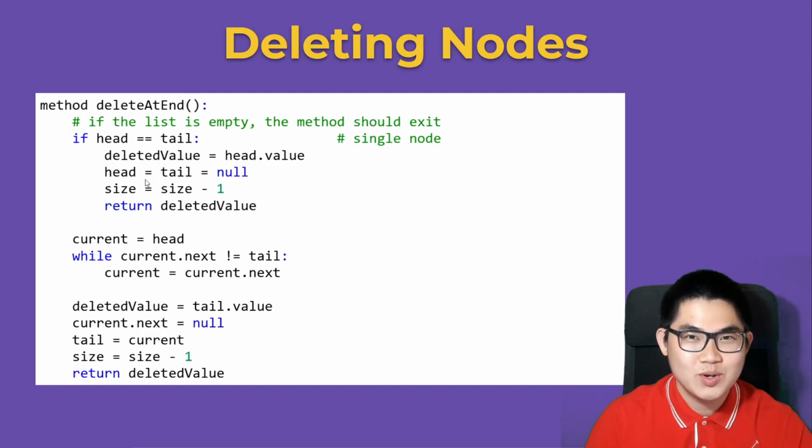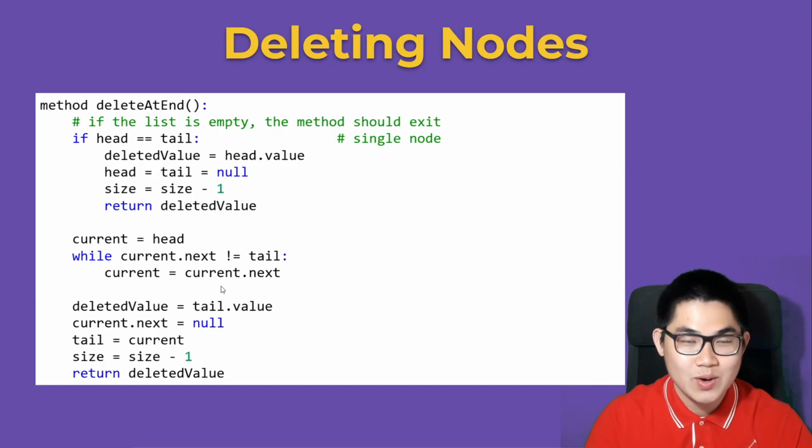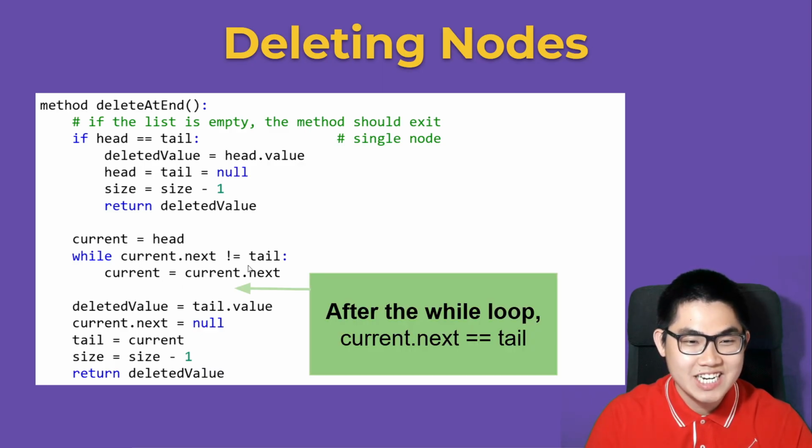And here is the pseudocode. We've already covered the part where there's only one node inside the linked list, and that's this if statement right here. Now, for the case where there are many nodes, we first point the current to the head, and then what this does, it's going to move current to the second last node. So what happens after this while loop? After this while loop, this condition is no longer true, which means after this while loop, current.next equals tail. And the rest is pretty straightforward.